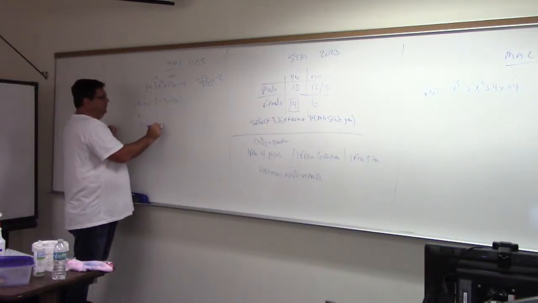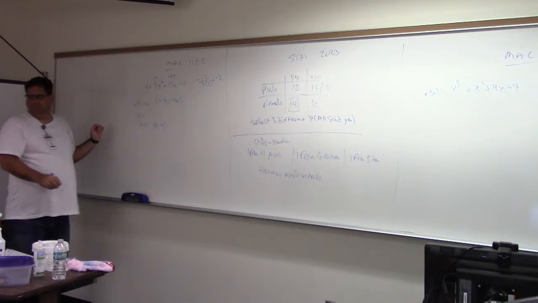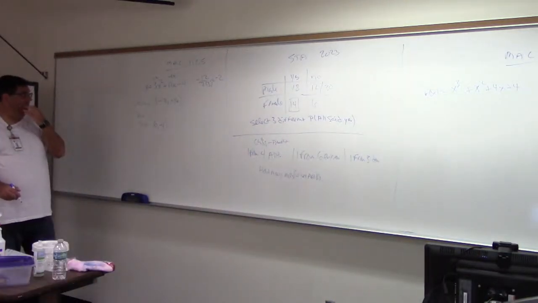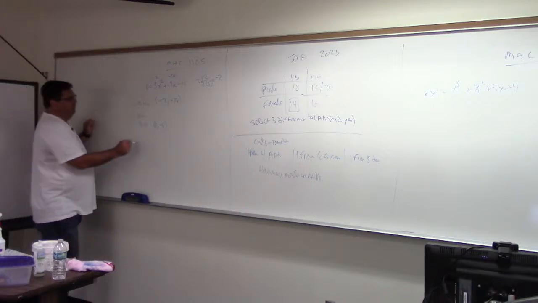Y-intercept, 0, negative 4. Yeah, that's pretty straightforward. That's what I got. Alright. Pretty simple. X-intercept, here's where it starts screwing me over.